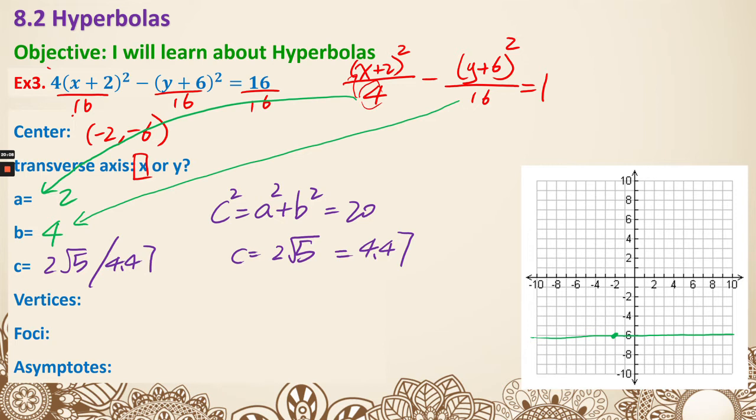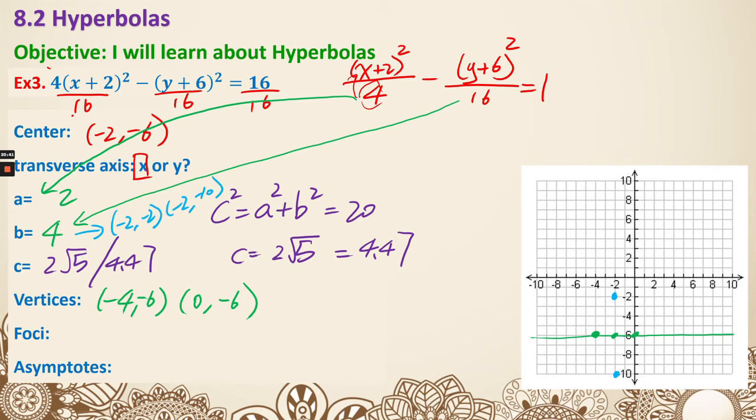It's going to be 2 away from the center, and it's a horizontal transverse axis, so 2 left, 2 right. We have -4, -6, and 0, -6. My B is a 4, so I'm going to go up 4 and go down 4. That means my co-vertices would be -2, -2, and -2, -10.